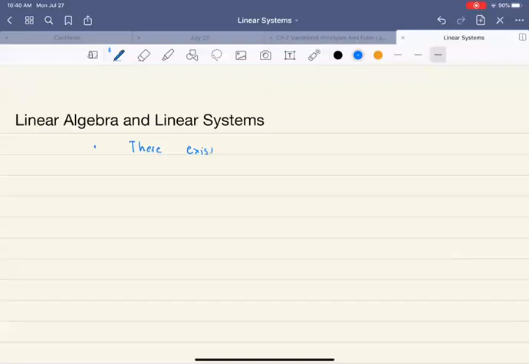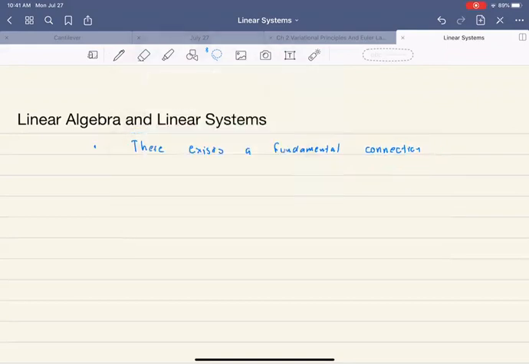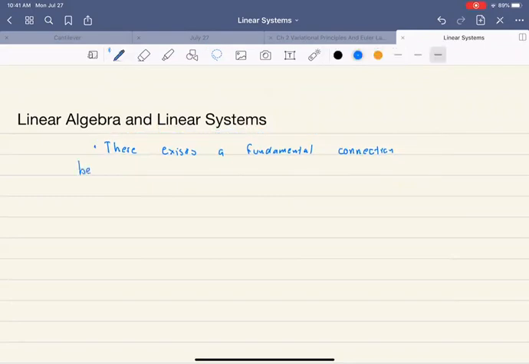So there exists a fundamental connection between linear systems or linear differential equations and linear algebra. And I want us to be exploring them at the same time.